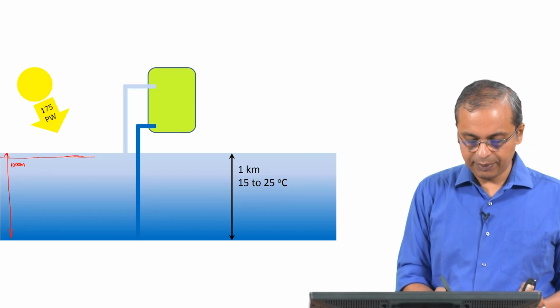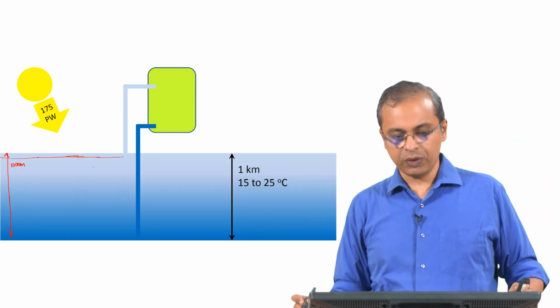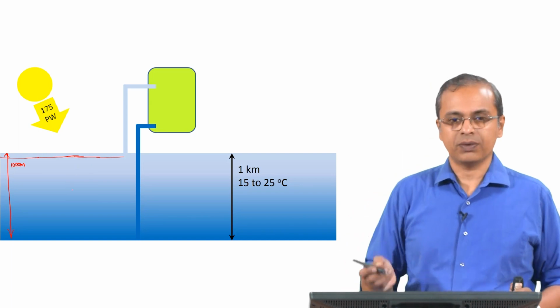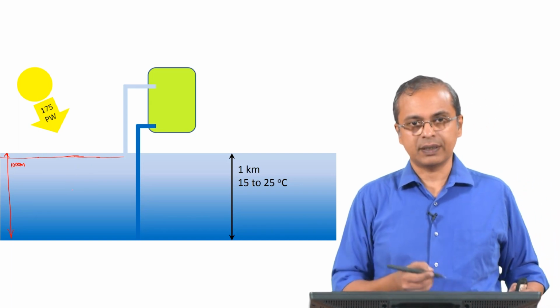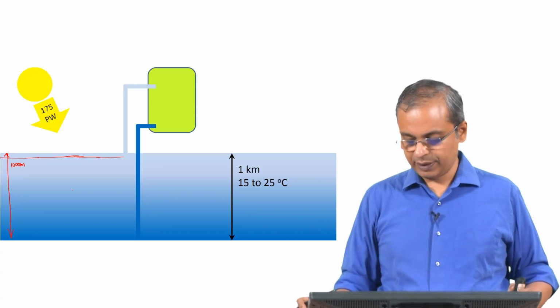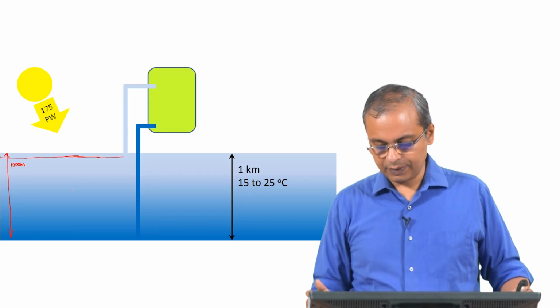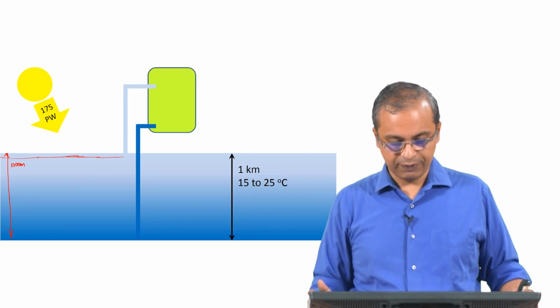Okay, so, the first 20 meters is where you are having much of the heating that is going on, and then below that you have actually several hundred meters over which things are cooling down, quietening down, and then when you go down 1 kilometer, everything is quiet. So, this is 1 kilometer, and that is where you have this temperature difference of 15 to 25 degrees centigrade.